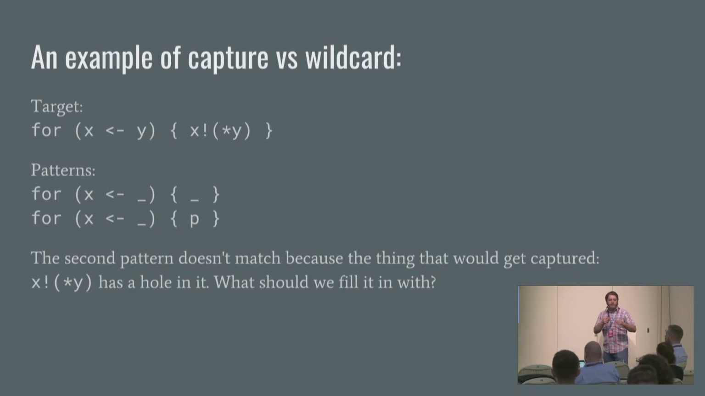But that's what you would have to do in order to allow a match of a capture variable against something that would otherwise have a hole in it. You would basically produce a lambda that filled in the hole for you.